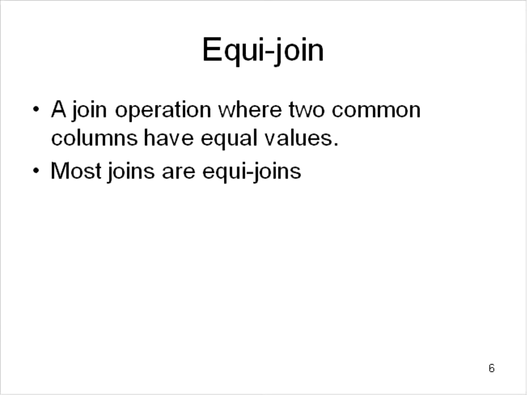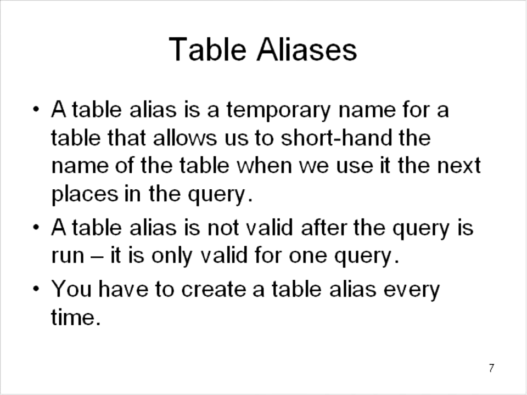Okay. So what is an equijoin? A join operation where two columns have equal values. And most of our joins, when you have a primary key equaling a foreign key, most of our joins will be in that fashion, where we're going to have a primary key of Table A, say for example, join with a foreign key in Table B.